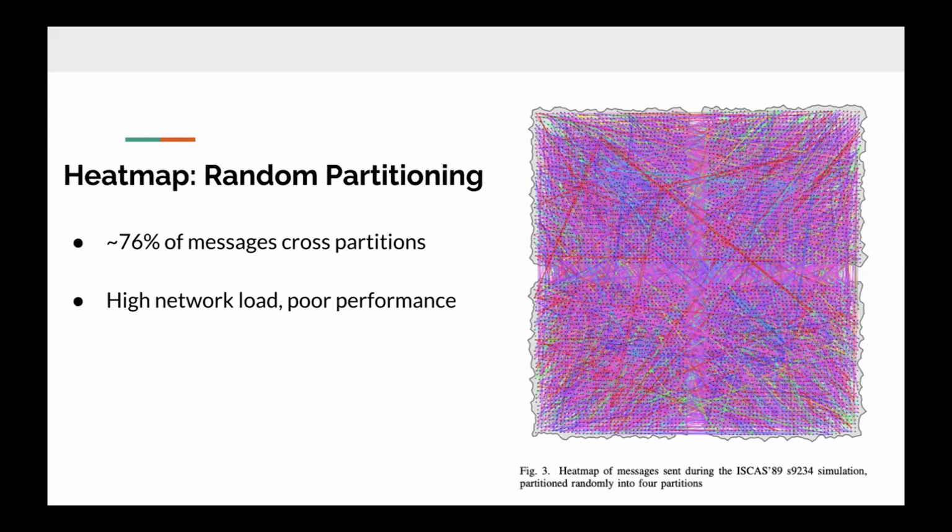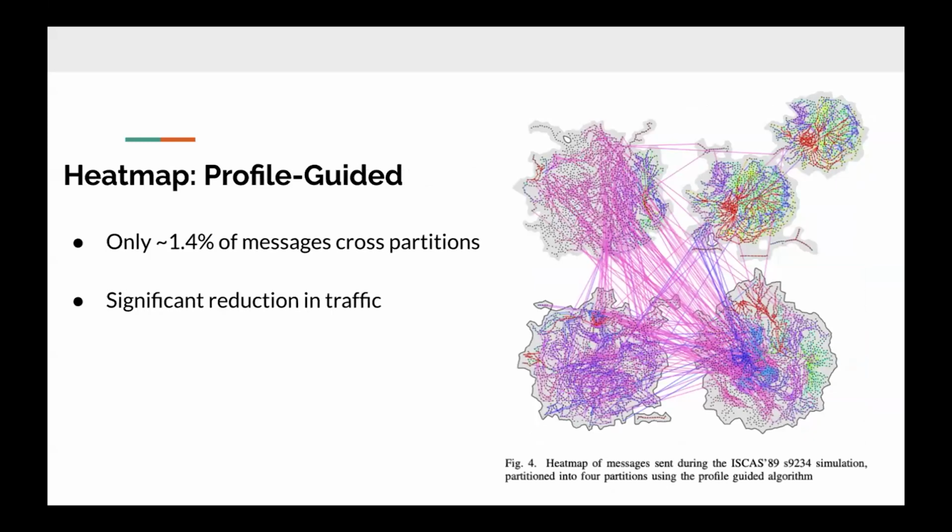Now let's look at the circuit S9234 again, but this time partitioned using our profile guided strategy, and you'll immediately notice how much more concentrated and localized the communication is. The majority of high traffic communication now lies in the same partition. As a result, only 1.4% of messages cross partition boundaries compared to the 78% with random partitioning.